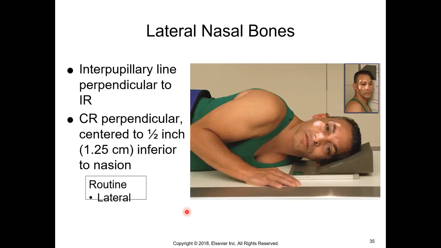Okay, so for typical lateral nasal bones, you want to make sure that your IPL, or your interpupillary line, is perpendicular to the image receptor. The central ray is centered 1/2 inch inferior to the nasion. So you're going just posterior to where your nasion is. You want to make sure that you're in a true lateral, that there's no rotation or tilt of your sella turcica when you're looking at the image. And it's going to enter just about there on the patient.